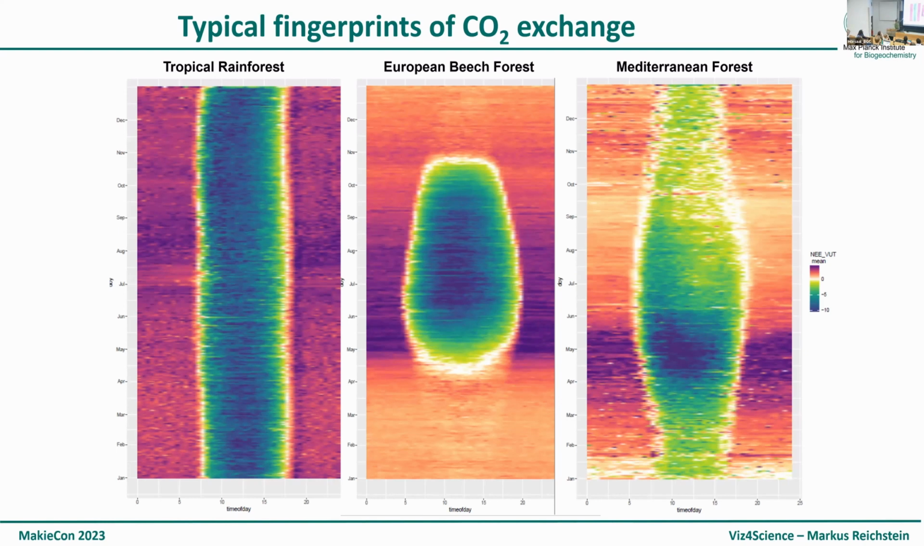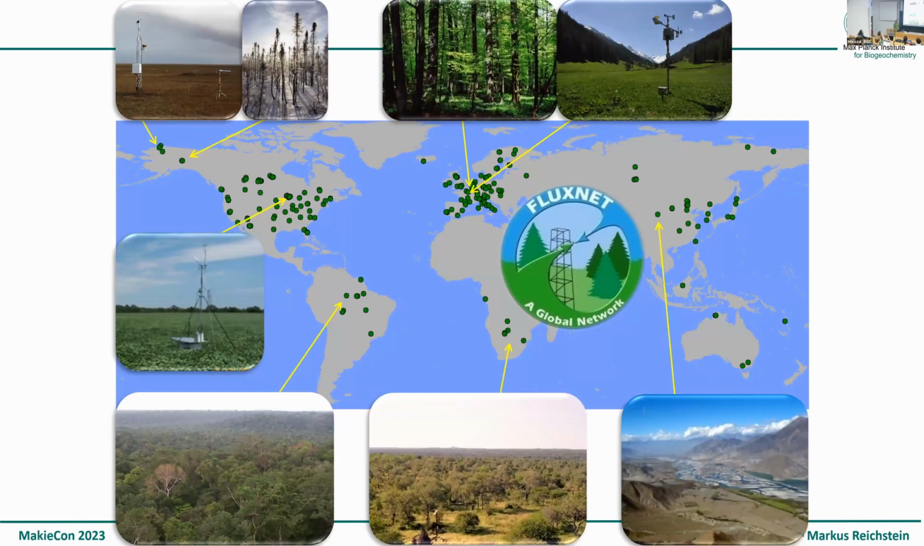And we basically see intuitively tropical rainforest is active all year. European beech forest has this very sharp start. It will start in a couple of days when the leaves come out, and then suddenly they are active. You see also they have the same activity as a tropical forest in summer. They're just not active all year long. And then the Mediterranean forest that I just showed before.